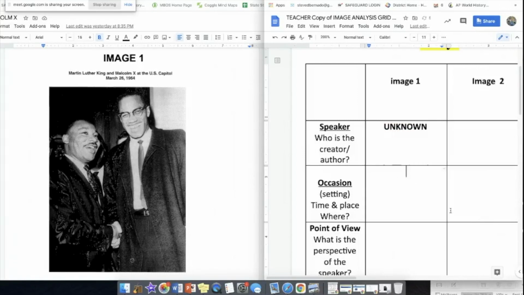What is the occasion? We know we're in the U.S. Capitol, March 26, 1964. This is during the Civil Rights Movement. You could also type that.